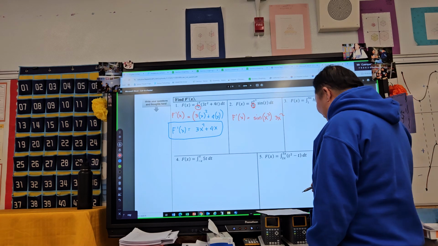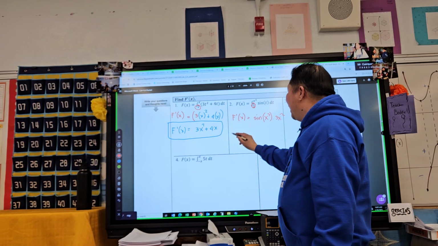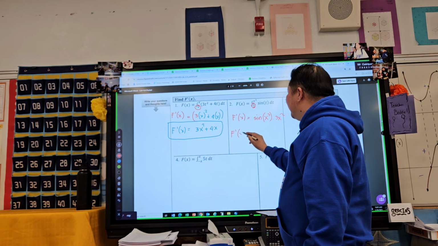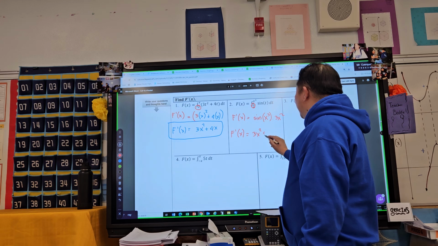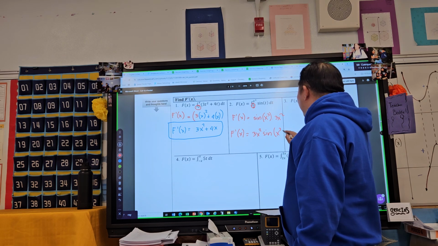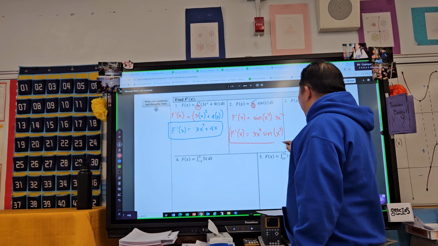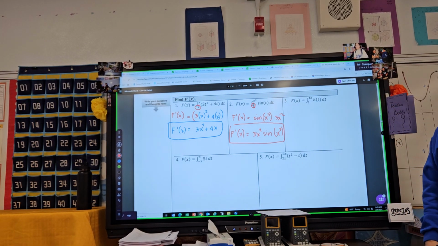So what is our final answer? Can we rewrite this? Rewriting this as f prime of x is equal to 3x squared sine x cubed. This is how we rewrite this one, and this is our final answer. Okay? Now, can you do number 3 on your own?